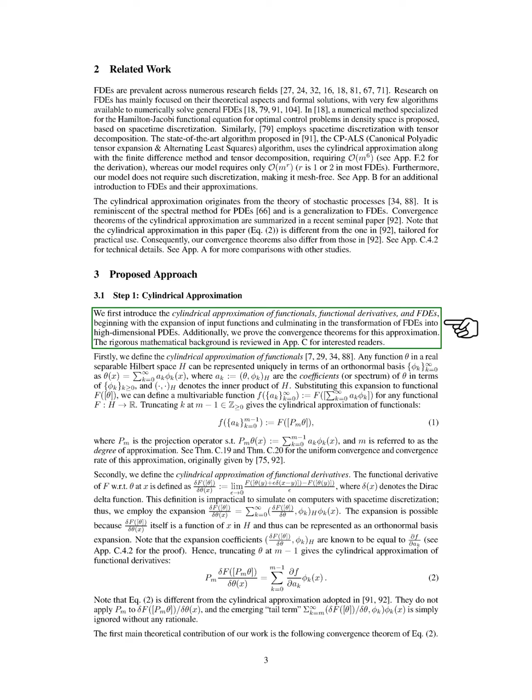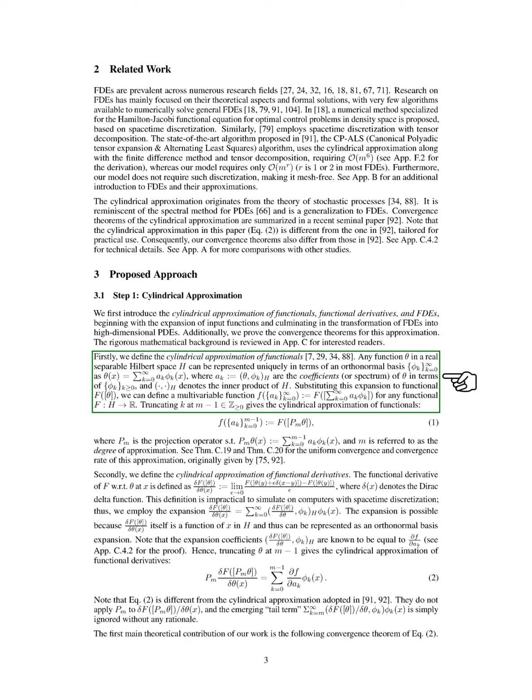We introduce this approximation for functionals, functional derivatives, and FDEs, transforming FDEs into high-dimensional PDEs. We also establish convergence theorems for this approximation, with a detailed mathematical background available in the appendix. We define the cylindrical approximation of functionals, where any function in a real separable Hilbert space can be uniquely represented using an orthonormal basis. By substituting this representation into a functional, we create a multivariable function. Truncating the series at a certain point gives us the cylindrical approximation of functionals, with a projection operator defined accordingly.